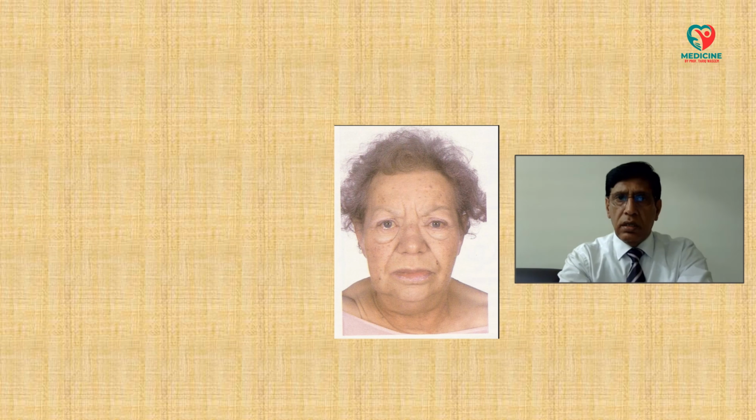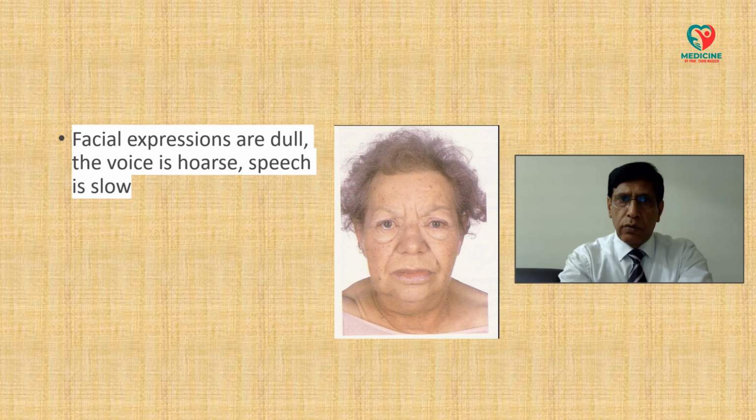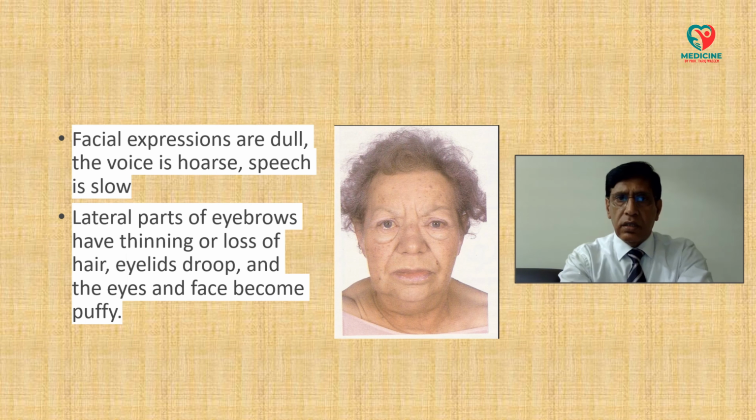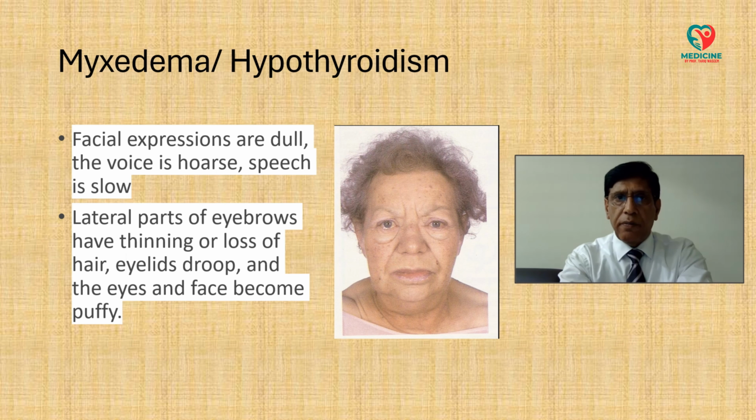Now, look at this face. This lady has a dull appearance. There is fogginess of the eyes. There is loss of hair of the eyebrows in the lateral parts. If you talk to her, she has a dull facial expression, her voice is hoarse, her speech is slow, and the lateral parts of the eyebrows have thinning or loss of hair. Eyelids are drooped and the eyes and the face become a bit puffy. Now this is almost a classical picture of a patient with myxedema or hypothyroidism.